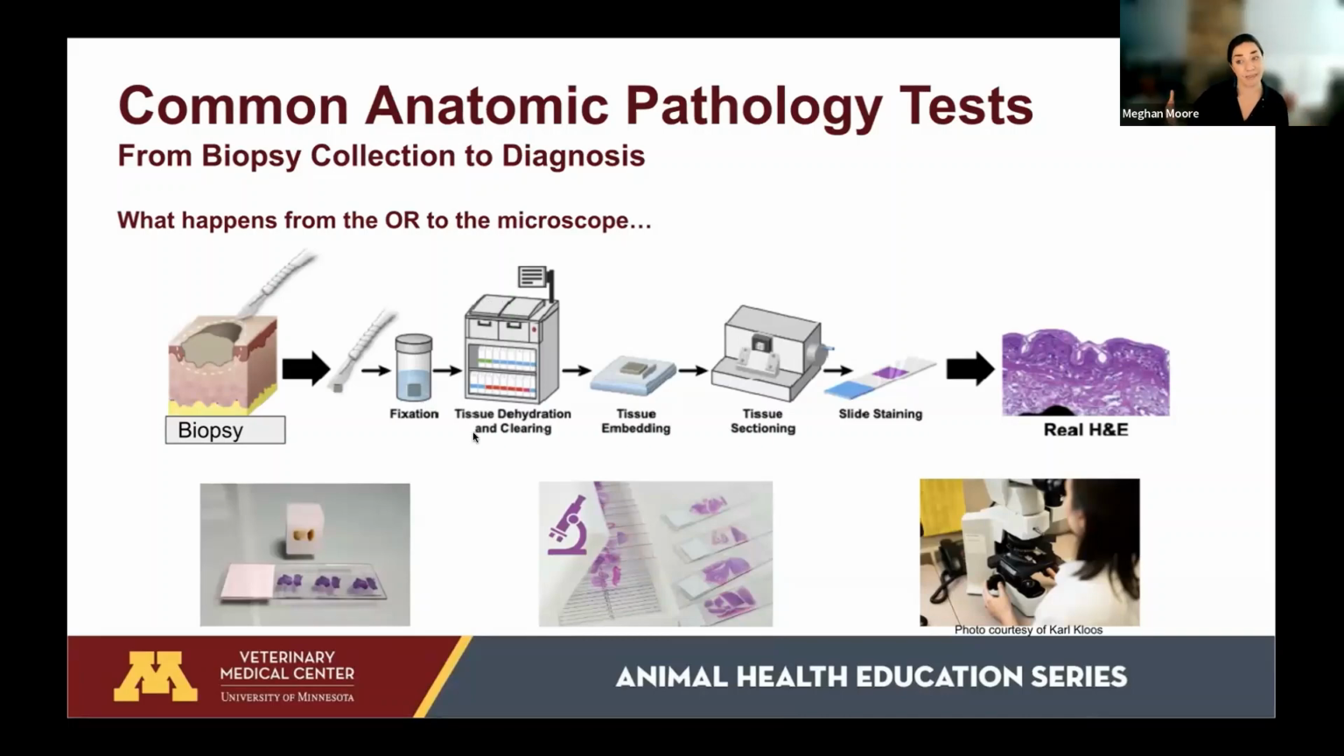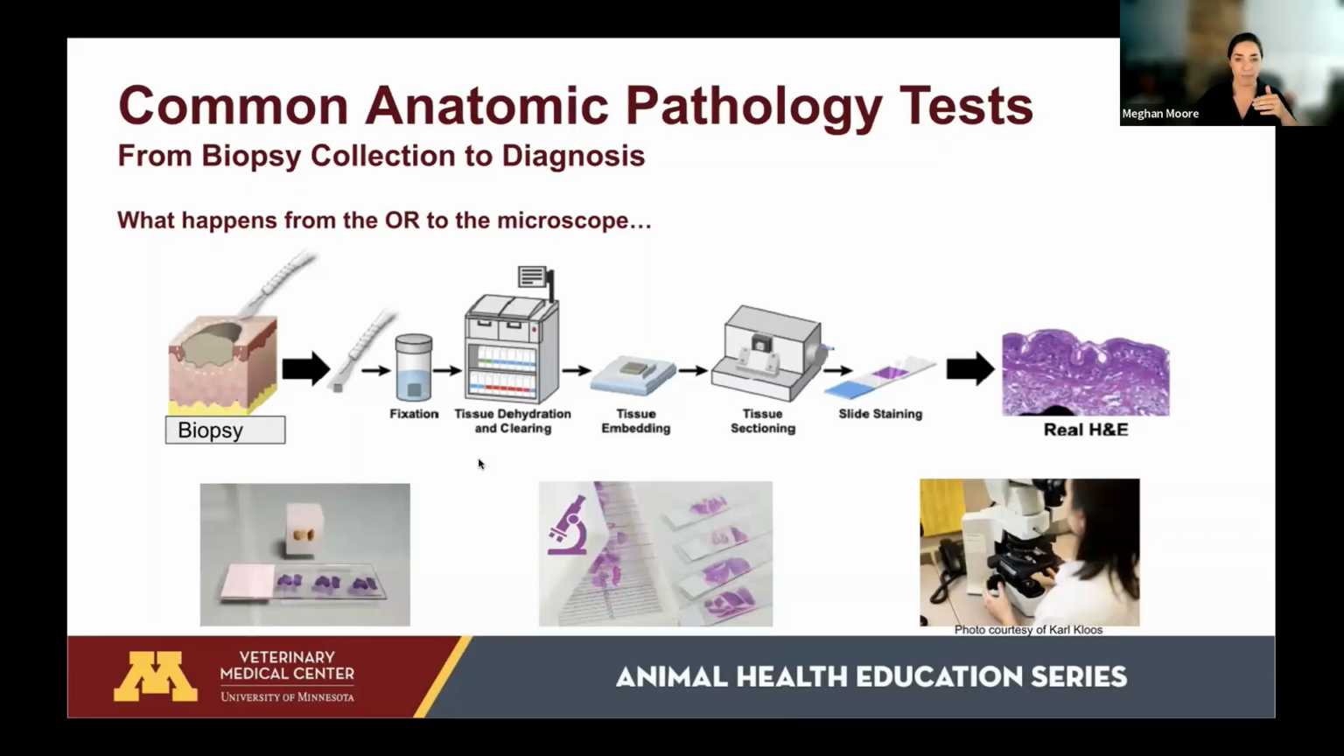After it is fixed, and that can take up to 24, 48 hours depending on how large that tissue is, we send it through a tissue processor, which is a large piece of equipment that automatically processes that tissue further. From there, it gets embedded in paraffin wax. In the lower left image, you can see there are two pieces of tissue in a wax block. From there, it gets placed on an instrument called a microtome.